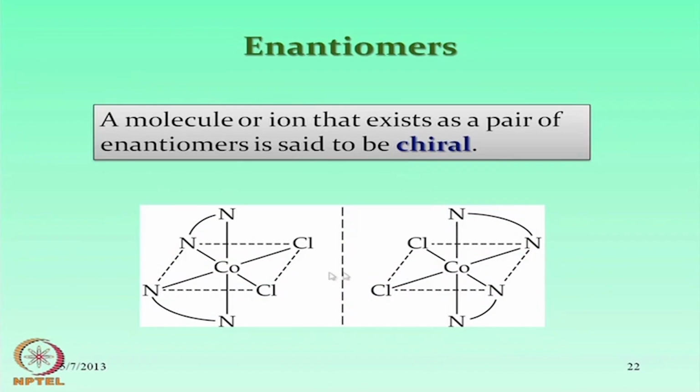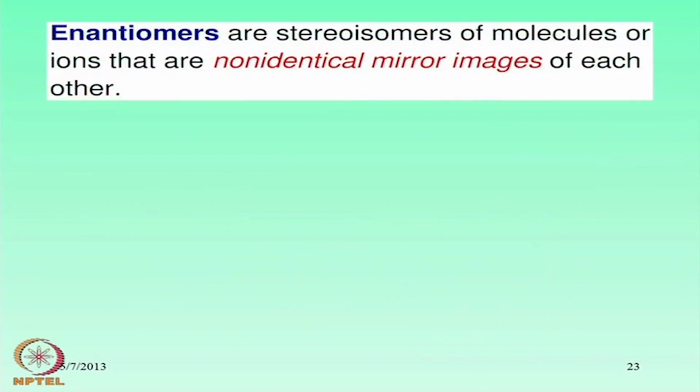So these are the two compounds. There is the corresponding cis dichloroethylenediamine cobalt(III), and this is one form, and this is its mirror image, which are not superimposable on each other. So they are optically active. These enantiomers are stereoisomers of molecules or ions. They are not diastereoisomers, they are enantiomers.